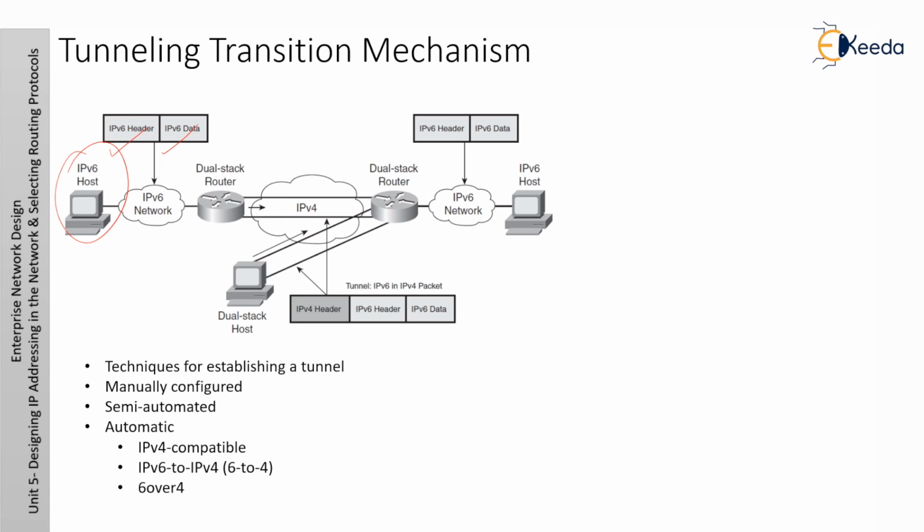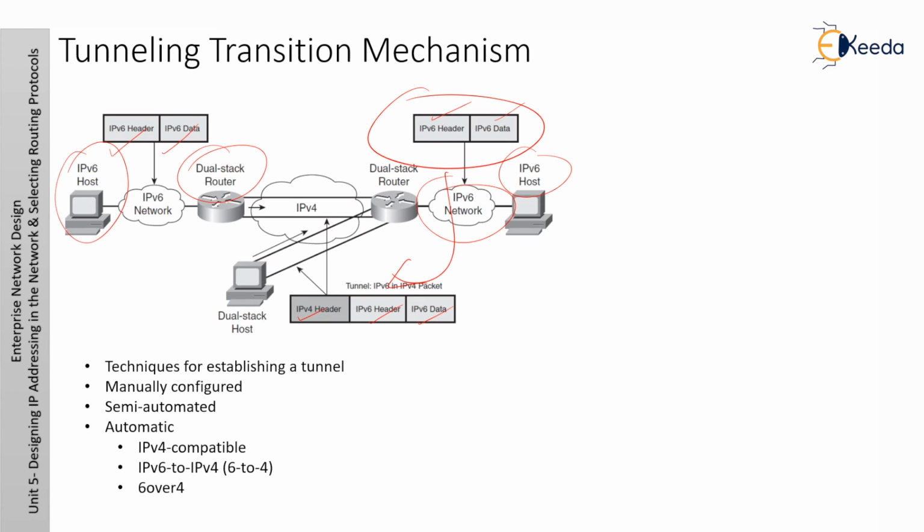A dual stack router is installed here, and this converts into IP version 4, and a dual stack router and dual stack host are also there. The header format includes the IP version 4 header, the IP version 6 header, and the IP version 6 data. The IP version 6 hosts are at both sides, each with IP version 6 header and IP version 6 data. So this is encapsulated in an IP version 4 packet. It is the same thing, and the only addition is that the IP version 4 header is included.